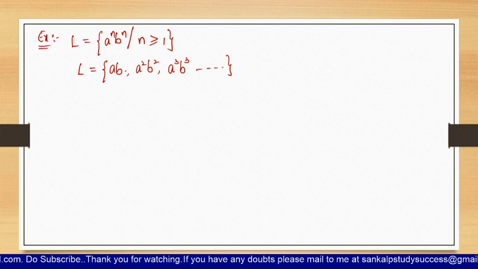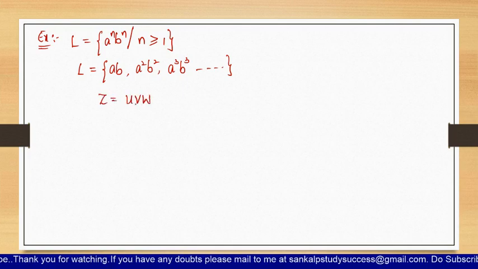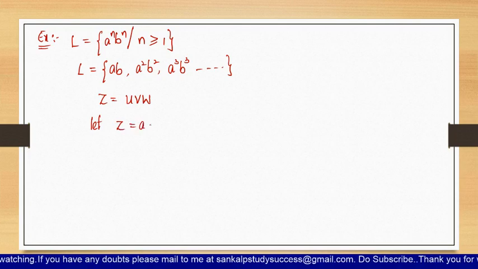So if an equal number of a's is followed by an equal number of b's, then what will z be? z equals uvw as we know. So what shall we consider for u, v and w? Let us take any one string as z here. Suppose z equals a square b square, that means aabb. So you can take the u value, v value and w value.